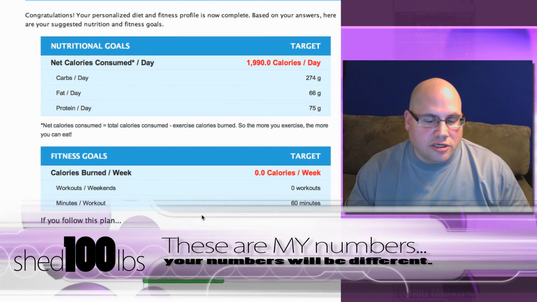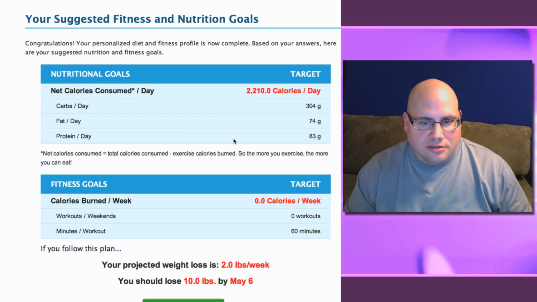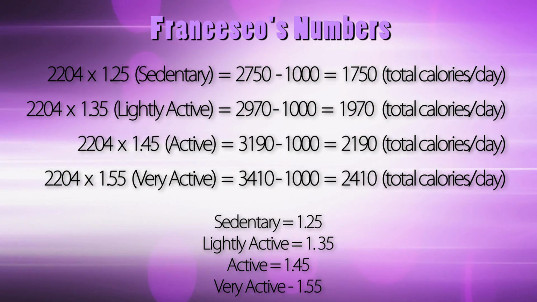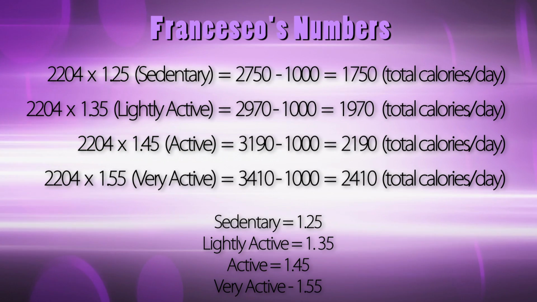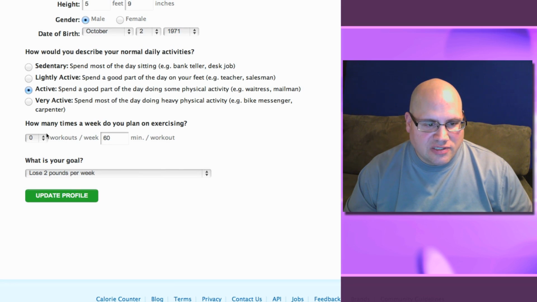If that doesn't work and you're still losing too much weight, you can go back and adjust this, go up to active. And now you get 2210, okay? So you got to kind of play with those numbers, and that's what those activity multipliers do, use them. Now let's go back and let's add some fitness components in here, just so we can see that.